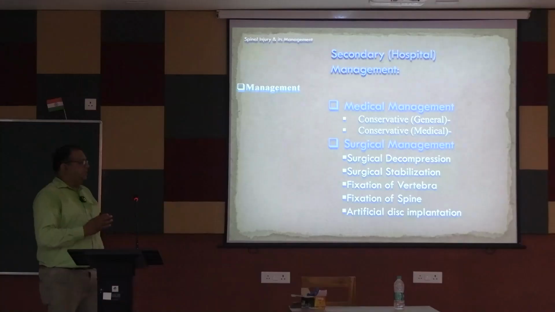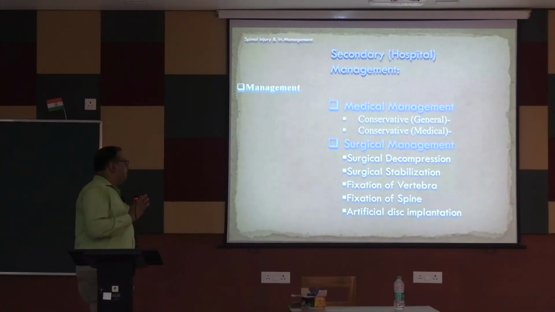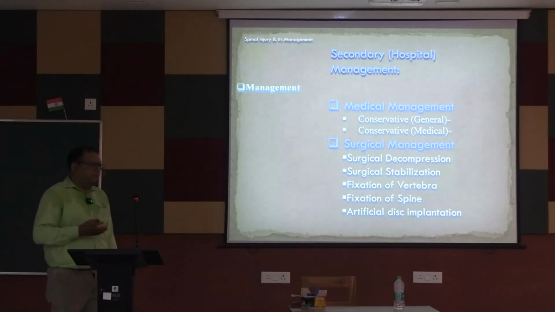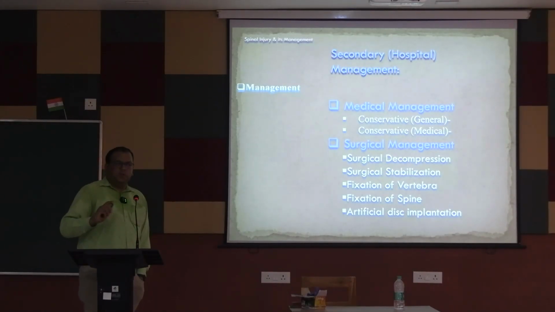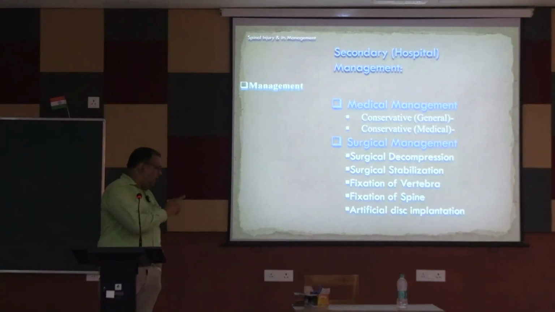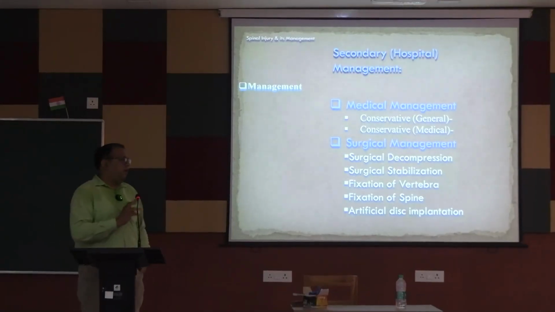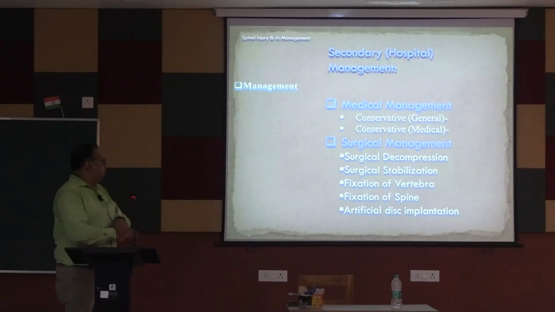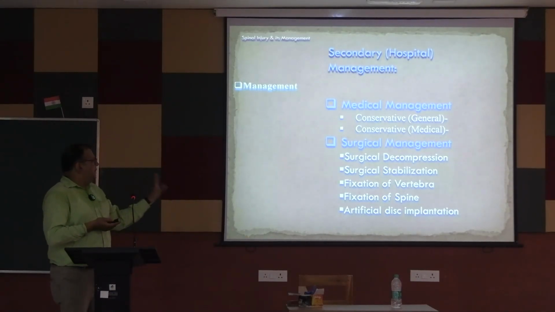Now the hospital. The patient has reached the hospital and has come into the ER. Now you're managing the patient. There may be medical management, there may be surgical management. The initial resuscitation is over, ABCDE has been done. You evaluated and found that there is a spinal cord injury or a fracture which is causing neurological compromise. So now there are two types of management, medical as well as surgical.